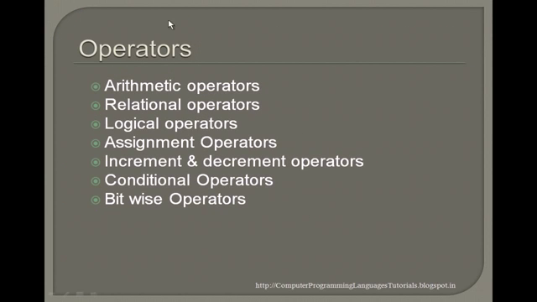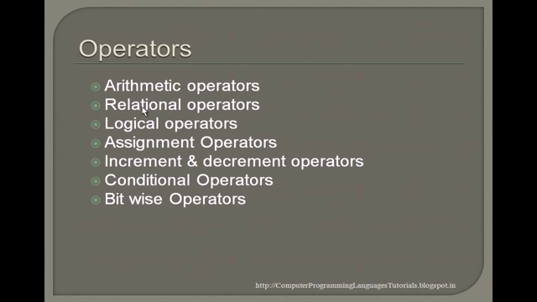Now we start from a basic part, and this part is familiar to you. It is operators. The first part is arithmetic operators, that is our simple operators: plus, minus, multiplication, divide, mod, etc. The next part is relational operators. Relational operators are used to define the relation between two variables or two numbers. For example, less than, greater than, less than or equal to, greater than or equal to, not equal to. All these are known as relational operators.